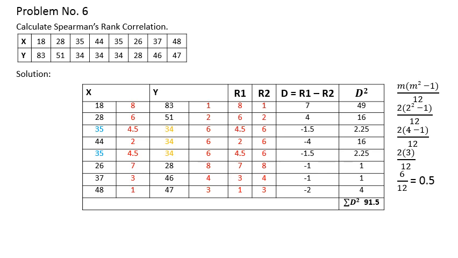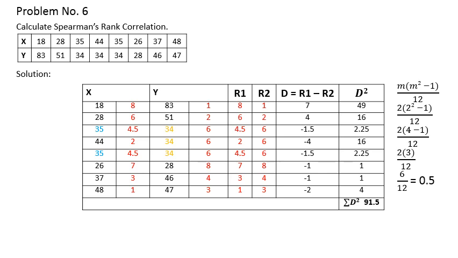Now, next problem, problem number 6. Calculate Spearman's rank correlation. Variables x and y are given. Now values are repeating. In the solution, you note down the x and y values. Then you highlight the values which are repeated. You can see here in the first set, 35 is repeating twice. Then in the y variable, 34 is repeating thrice. After highlighting repeated ranks, you assign ranks in the first set of values.